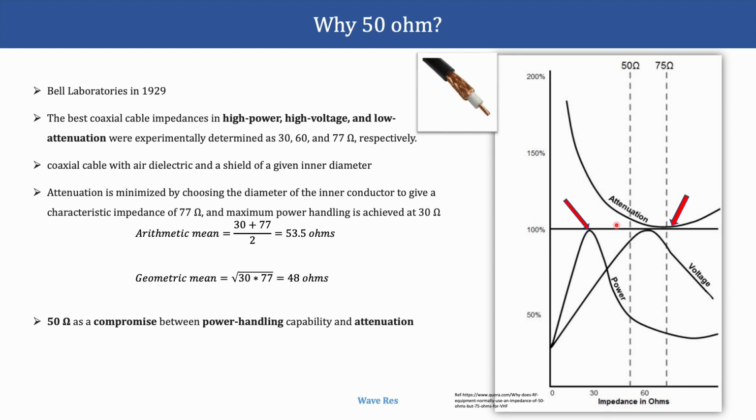taken the impedance which can provide the high power and low attenuation. For that, some calculations like arithmetic mean and geometric mean of this 30 ohm and 77 ohm is done, and they have decided two impedances as 53.5 and 48 ohm. So the 50 ohm comes in between these impedances, and they have taken 50 ohm as the compromise between the power handling capability and the attenuation. That's why 50 ohm is taken as the standard characteristic impedance for most of the RF design concepts.